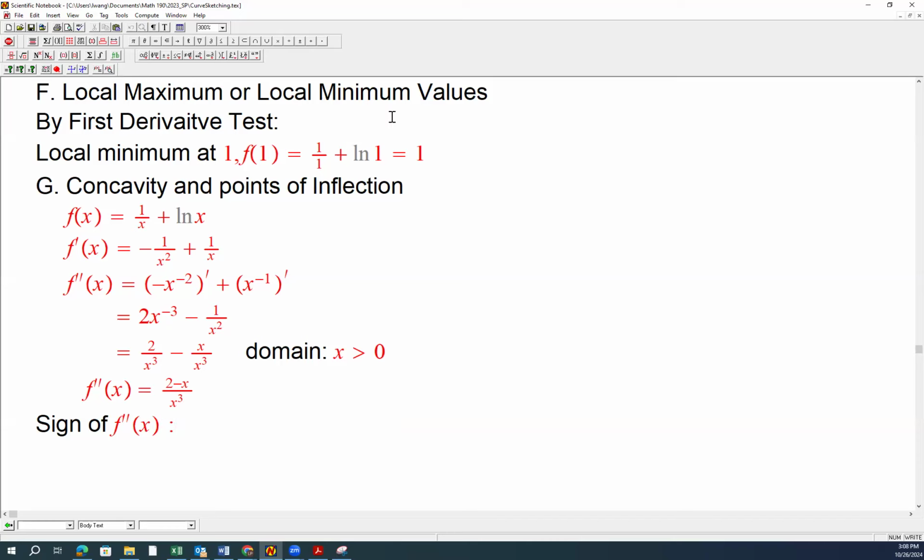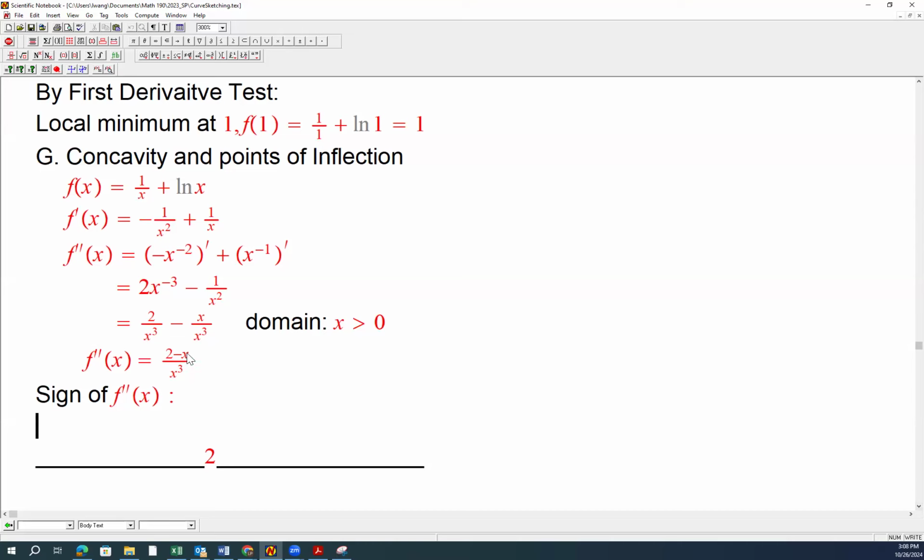Okay, the denominator in the domain is going to be positive regardless. So 2 minus x decides the sign. Look at the number line. The sign change is at 2. When x is smaller than 2, it's larger than 0. This side doesn't go to negative infinity. It's getting closer and closer to 0, but never touches 0. That's what domain larger than 0 means.